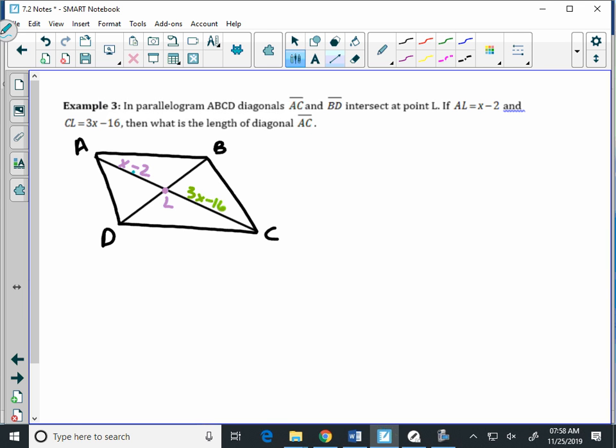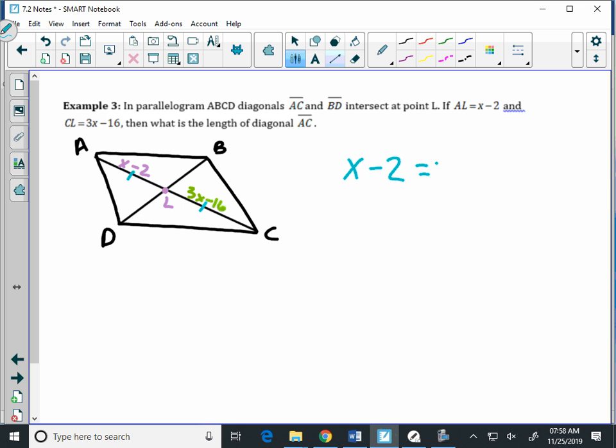So Leah is right. They are congruent because they bisect each other. They're cutting each other in half. So the two parts of the diagonal are going to be the same, which makes them congruent. And as Leah said, we can set them equal to each other.